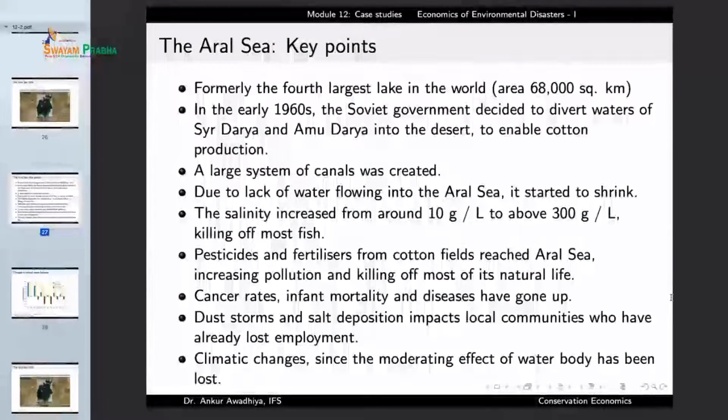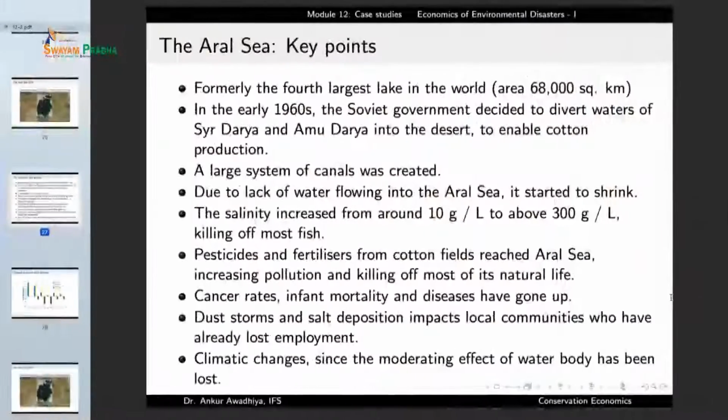Then cancer rates, infant mortality, and diseases in humans have gone up. Now, remember that the sea was one of the largest lakes, and it was a very beautiful tourist location. So there were a number of resorts, and a number of people who were fishing there. When the sea starts to shrink and becomes more and more contaminated, then the surrounding fresh water that people are using also starts to get more contaminated, because all those pesticides and fertilizers that are getting drained into the sea will also reach the groundwater level.